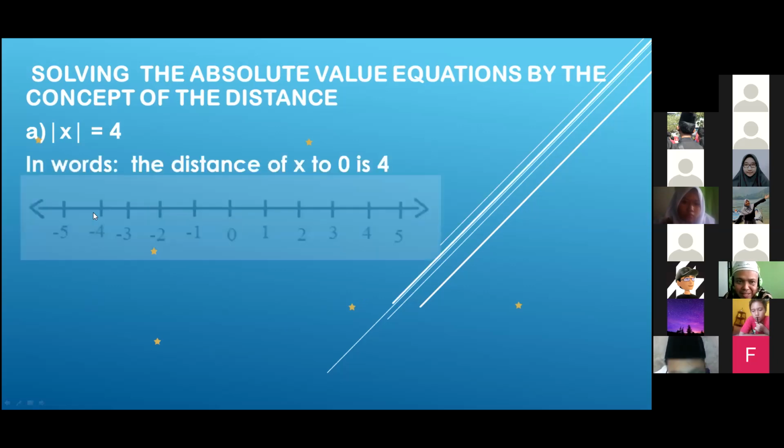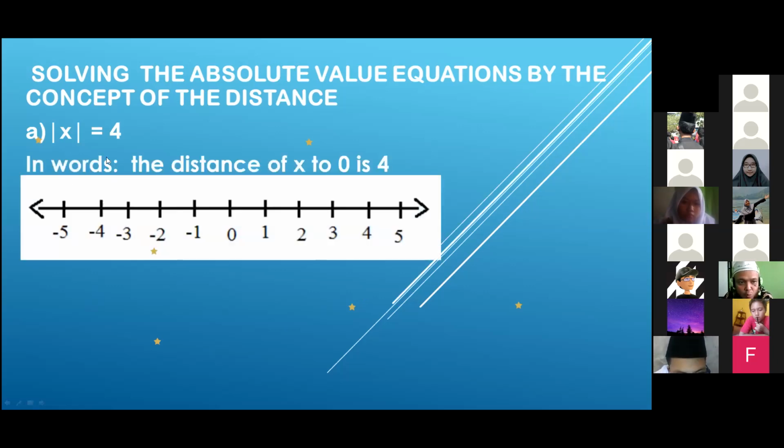Take a look at this. We can say the distance of x to 0 is 4. Take a look at 0. How many numbers are 4 units away from 0? 1, 2, 3, 4. The first possibility is number 4, and the second possibility, negative 4. So negative 4 and 4 are the solutions to this equation.